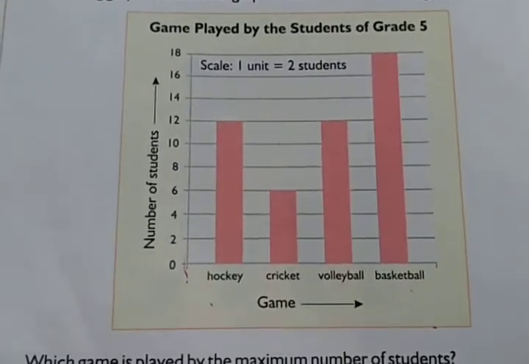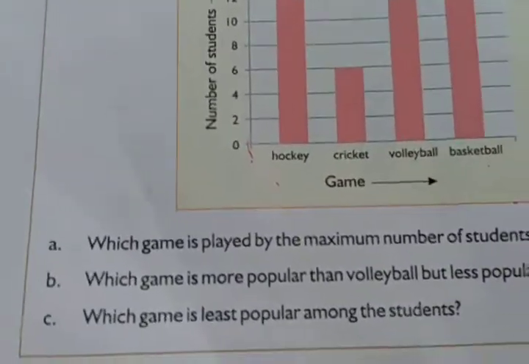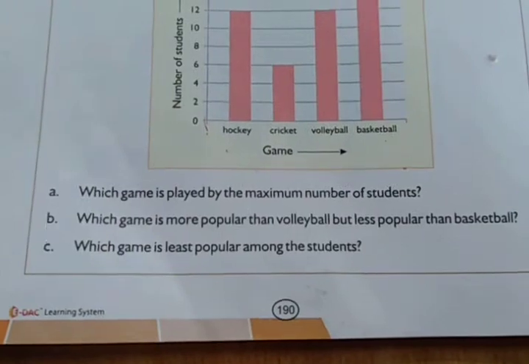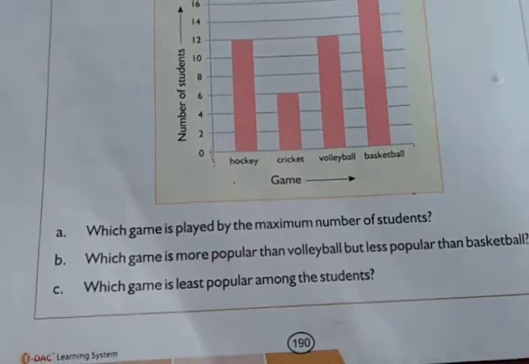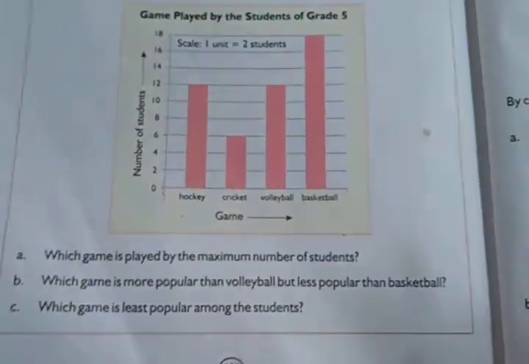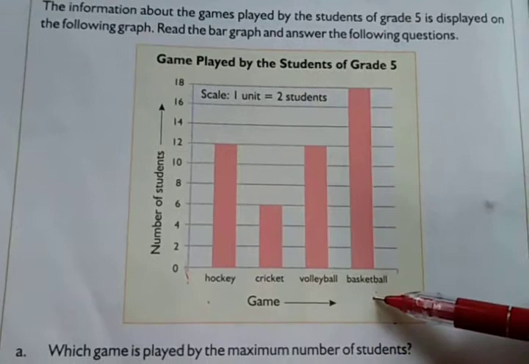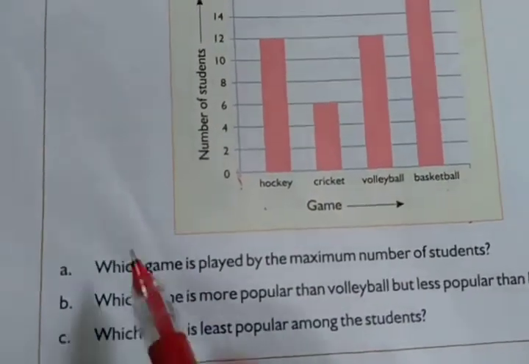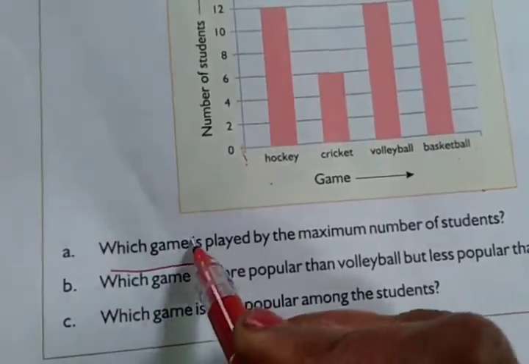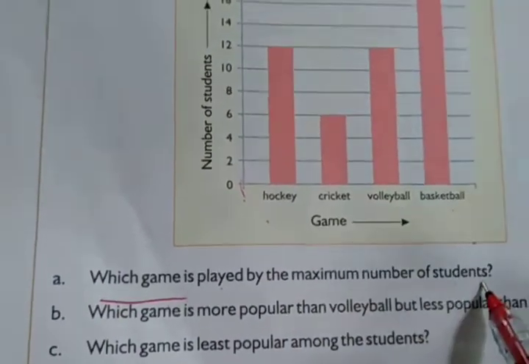So when we look at this bar graph and look at the questions, you will give the answer. Which game is played by the maximum number of students here? So which is the tallest bar here? The highest bar here is basketball. So what will you write? You will write: basketball is played by the maximum number of students.